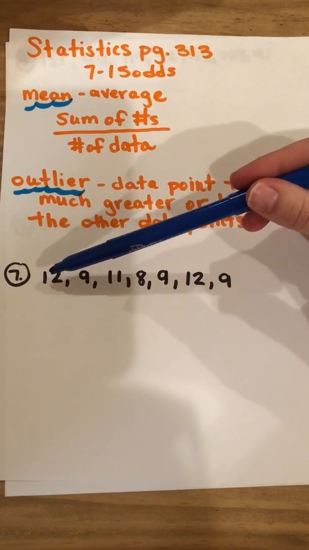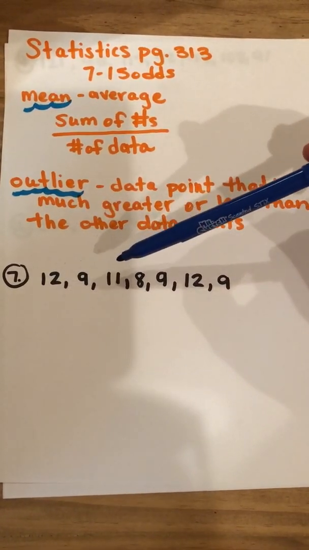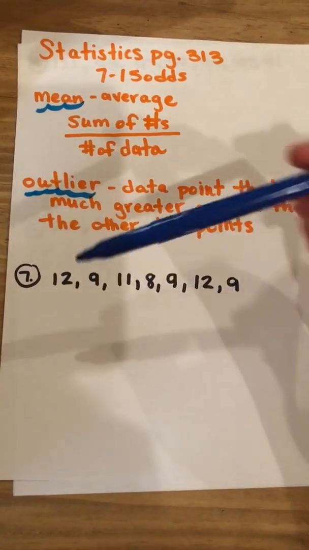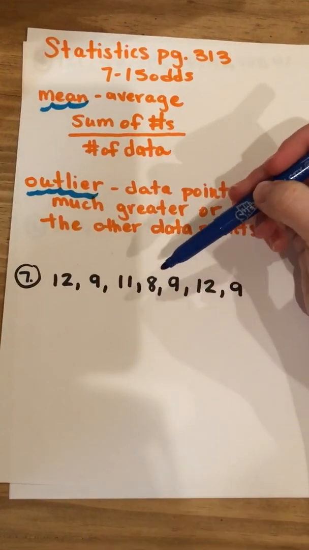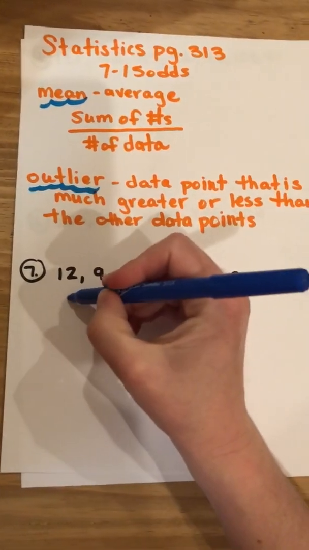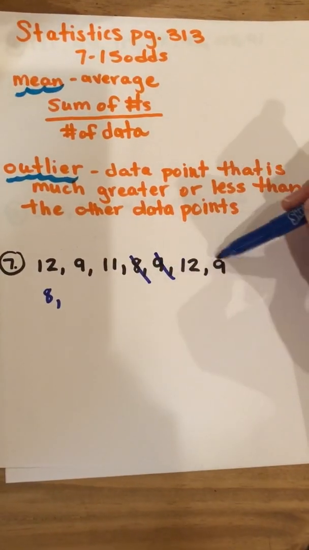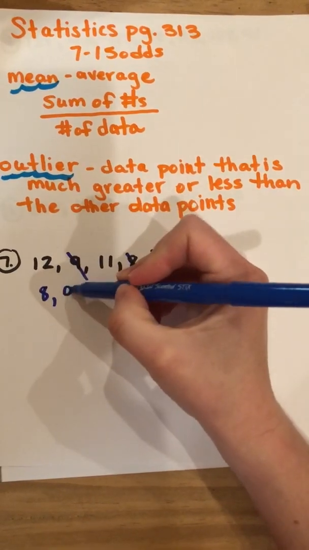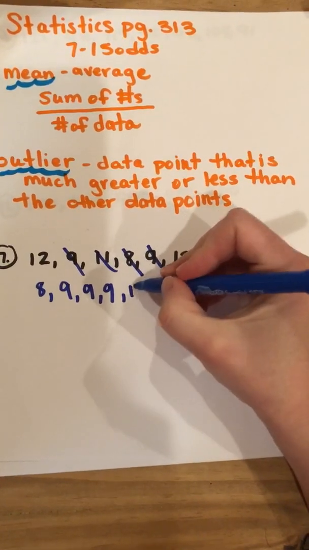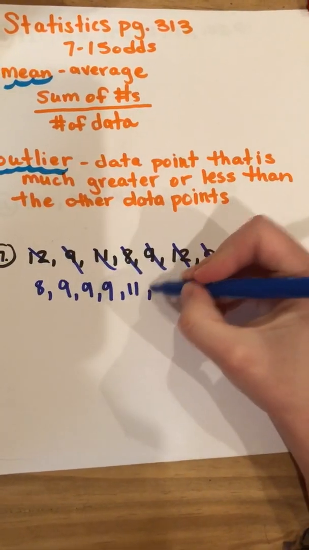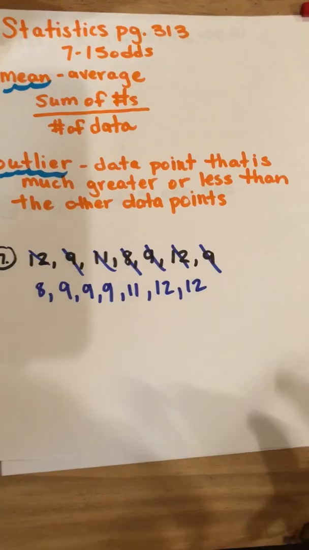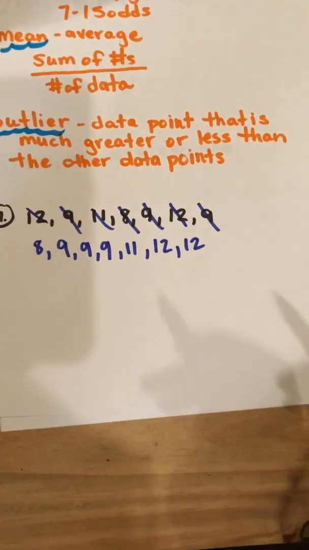So number 7, I wrote down the data points just as they had it on the worksheet. It's a good idea to get in the habit of ordering them from least to greatest, because you'll see why in the upcoming days. For number 8, I have three 9s, and I have to put all three. I have an 11, and I have two 12s. We won't need this today so much, but we will need it in the next day or two.